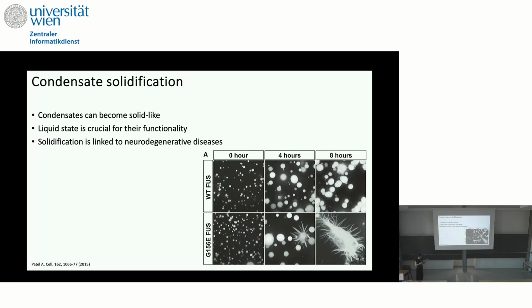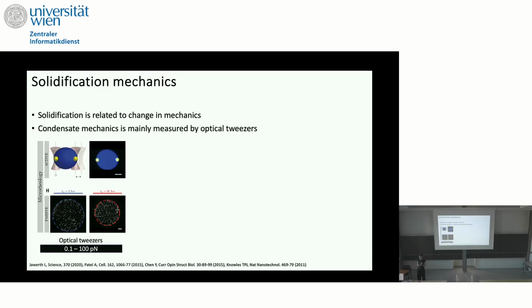It's already been 10 years since this paper, as an example, came out that showed that if you have wild-type FUS, Fused in Sarcoma, and you look at the phase separation in vitro, after a couple of hours you see that the droplets stay in their liquid form. But if you have the ALS mutation, like you see here, the condensates start to solidify and they start to grow these amyloid fibrils, which are the hallmark of many neurodegenerative diseases, such as ALS, Alzheimer's, and Parkinson's disease.